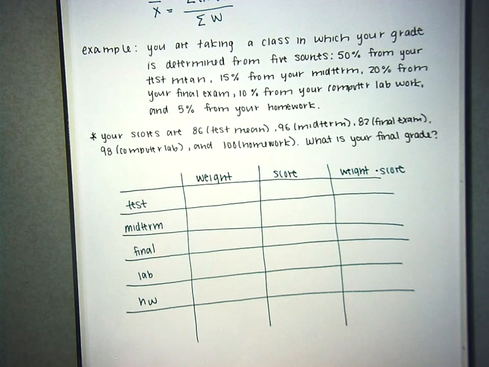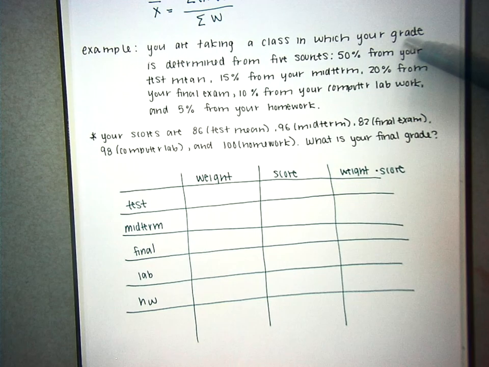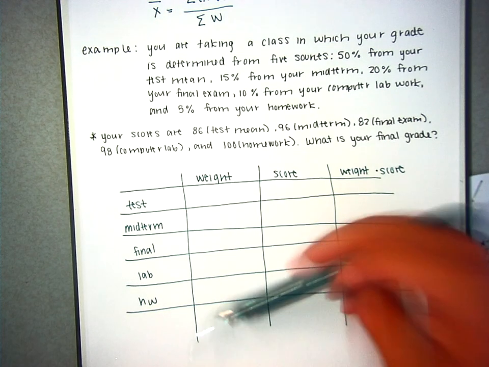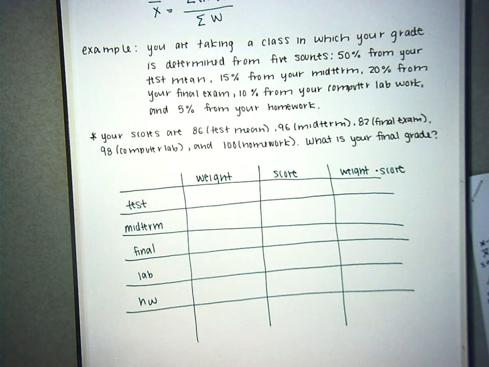Okay, so reading our problem. You're taking a class in which your grade is determined from 5 sources. 50% for your test mean, 15% for your midterm, 20% for your final exam, 10% from your computer lab work, and 5% from your homework. So we're going to put those weighted percents in the weight column. So if it's 50%, how would we write that in decimal form?